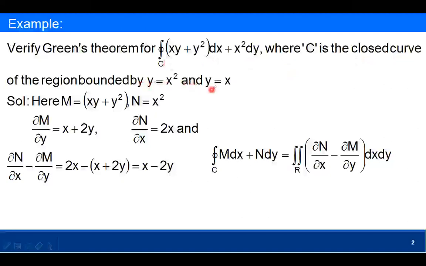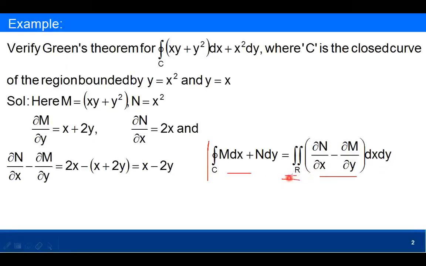So first of all, what is the statement of Green's theorem? That is, the integral of M dx + N dy over the closed curve C equals the double integral of (∂N/∂x − ∂M/∂y) dx dy over the region R. In case of verification, we have to calculate this value and this value. If these two values are equal, then the theorem is verified.